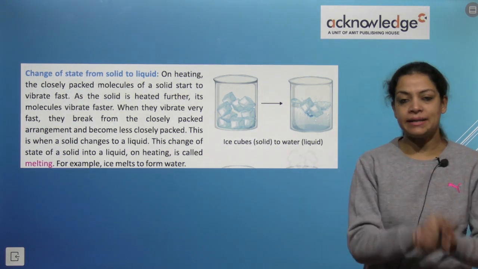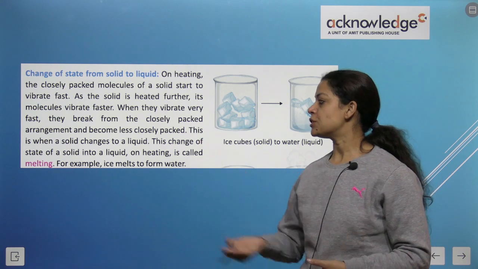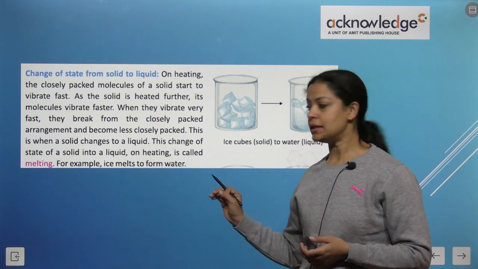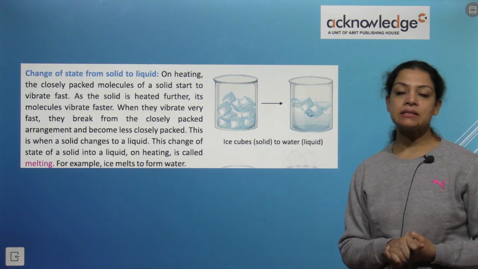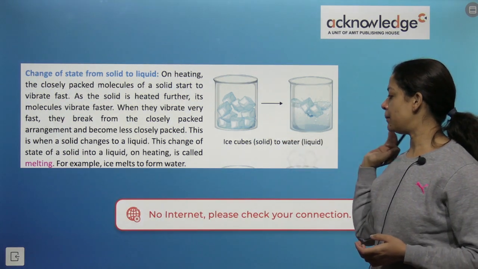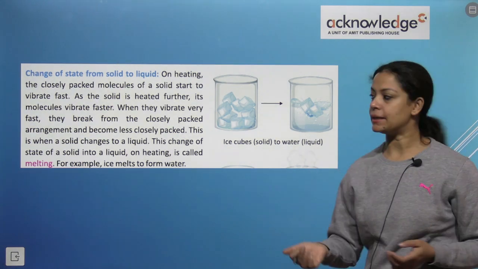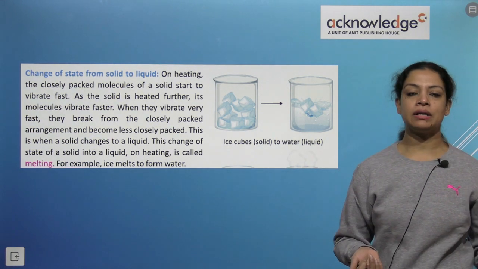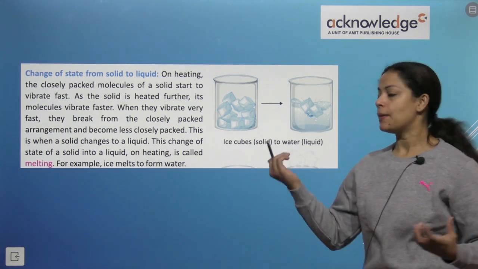Now, what is melting point, or what do you understand by melting? The answer is the change of state of a solid into liquid on heating is called melting. So, the example is when ice melts to form water, as I told you. So, ice cubes, when they are melting to form water, it is an example of melting. Or when you are having ice cream, when you don't keep it in the refrigerator or deep fridge, it melts down. So, it's an example of what? Melting.